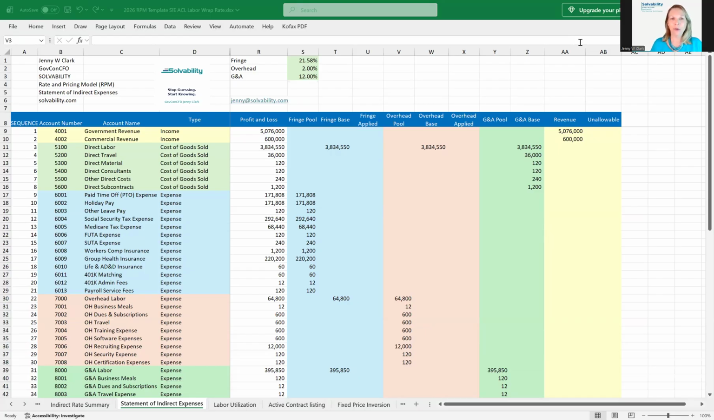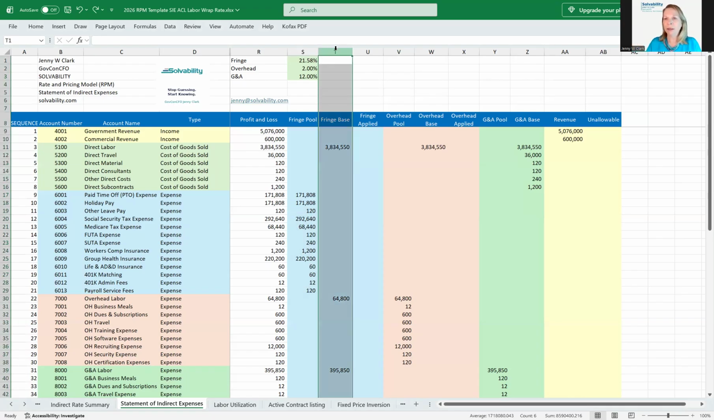So I've had other videos where I've talked about fringe, overhead, and G&A, and I've shown you a structured chart of accounts that has revenue, direct labor, sections for fringe, for overhead, for G&A, and then down at the bottom is unallowable cost. And what I've done with this methodology that I'm using for a statement of indirect expenses is I take all the costs related to fringe benefits, I put them in this fringe pool column. I take the fringe base, which is direct labor plus overhead labor plus G&A labor, and I calculate that.